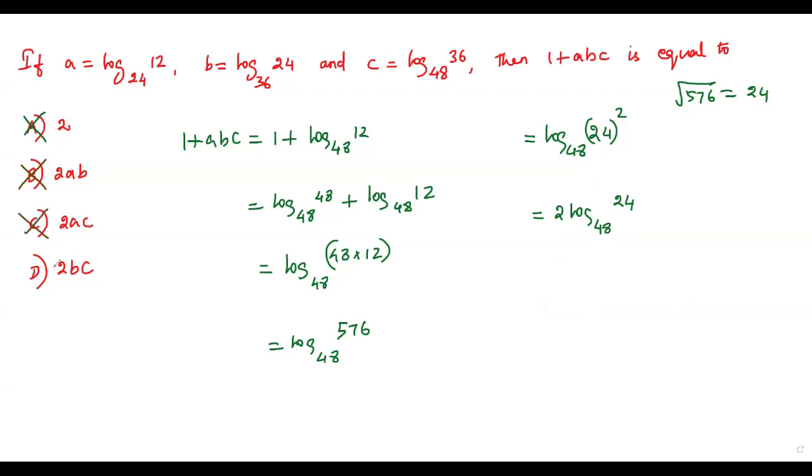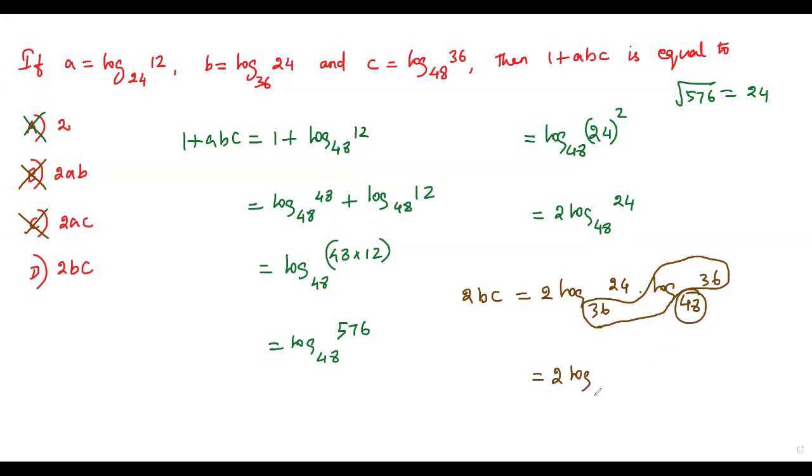Okay, now let me check the last answer choice, that is D, 2 times B times C. Let me write 2, and for B, we can plug in log base 36 of 24, times for C, we have log base 48 of 36. Here the base of the first logarithm and the argument of the second logarithm are equal. Now we can mark the part that has to be removed. Then I can remove the part I marked, and I'm getting 2 times log base 48 of 24.